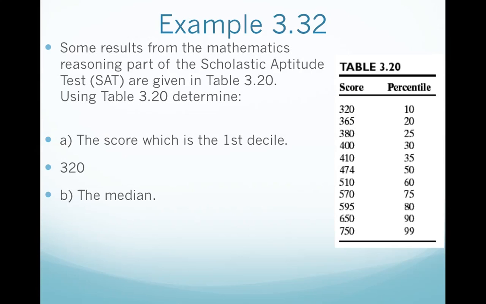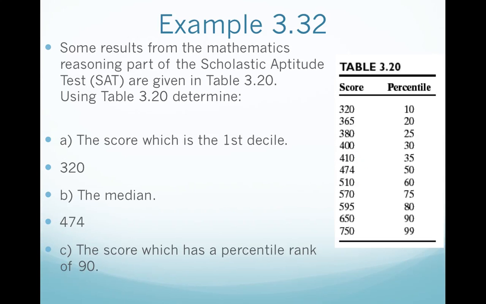The median is the middlemost data value, in which 50% of the data values fall below and 50% of the data values fall above. You can think of the median as the 50th percentile. Okay, the 50th percentile is the median, so that is 474. It means that 50% of the students had scores of 474 or less, and 50% of the students had scores greater than 474. Okay, so 474 is that score right in the center.